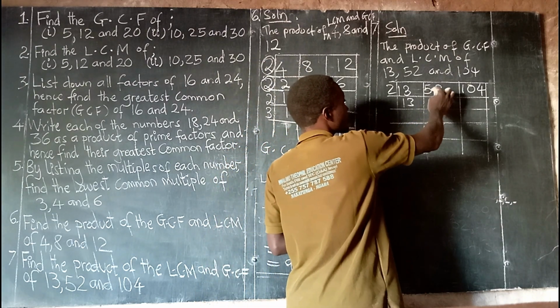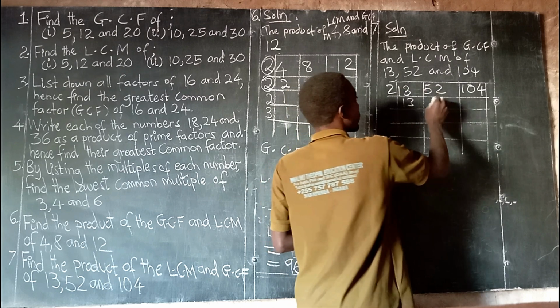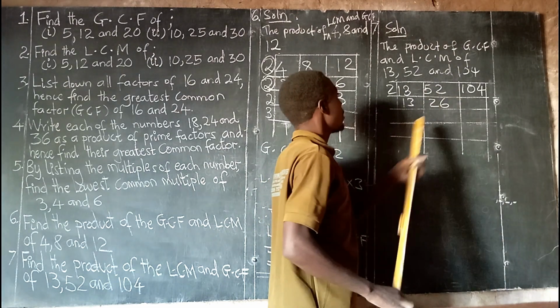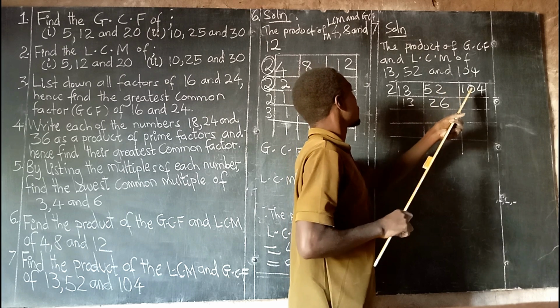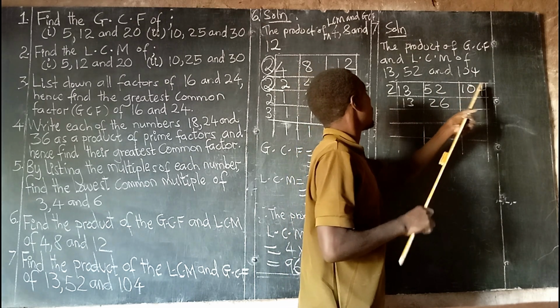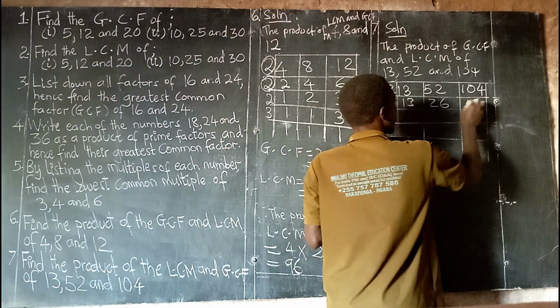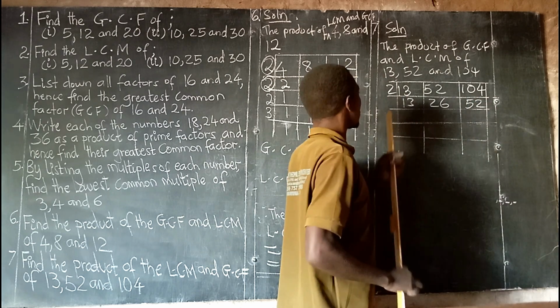Now we are shifting to 52. 52 over 2, we are going to get 26. Now, after 52, we shifted to 104. 104 over 2, we are going to get 52. We are through with the first 2.